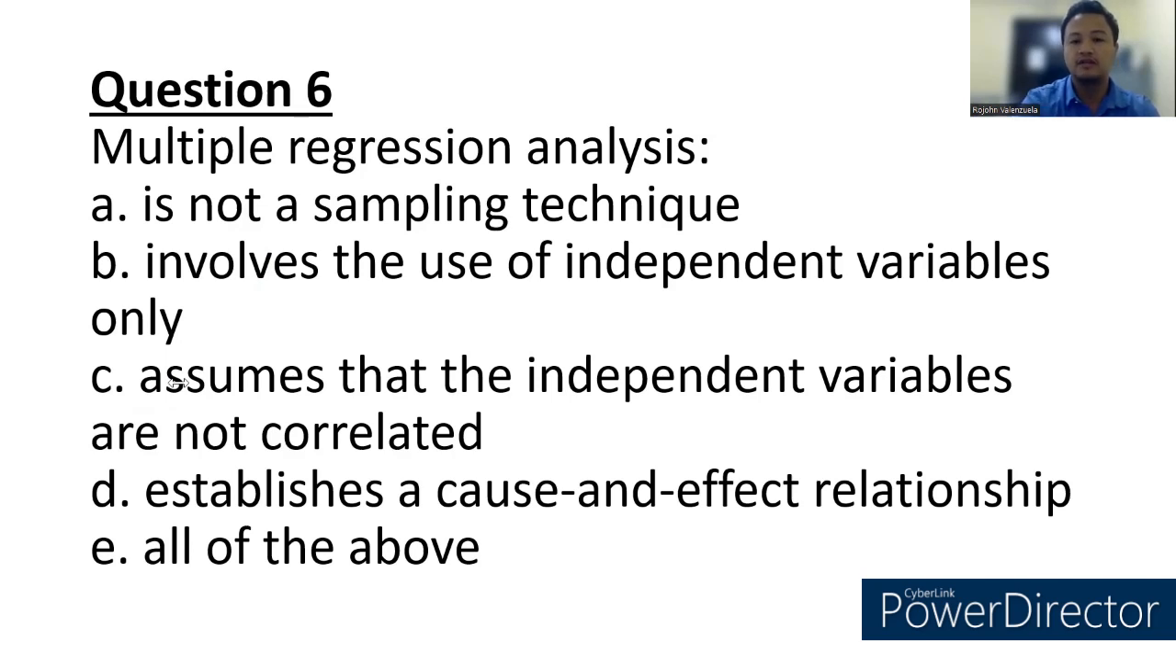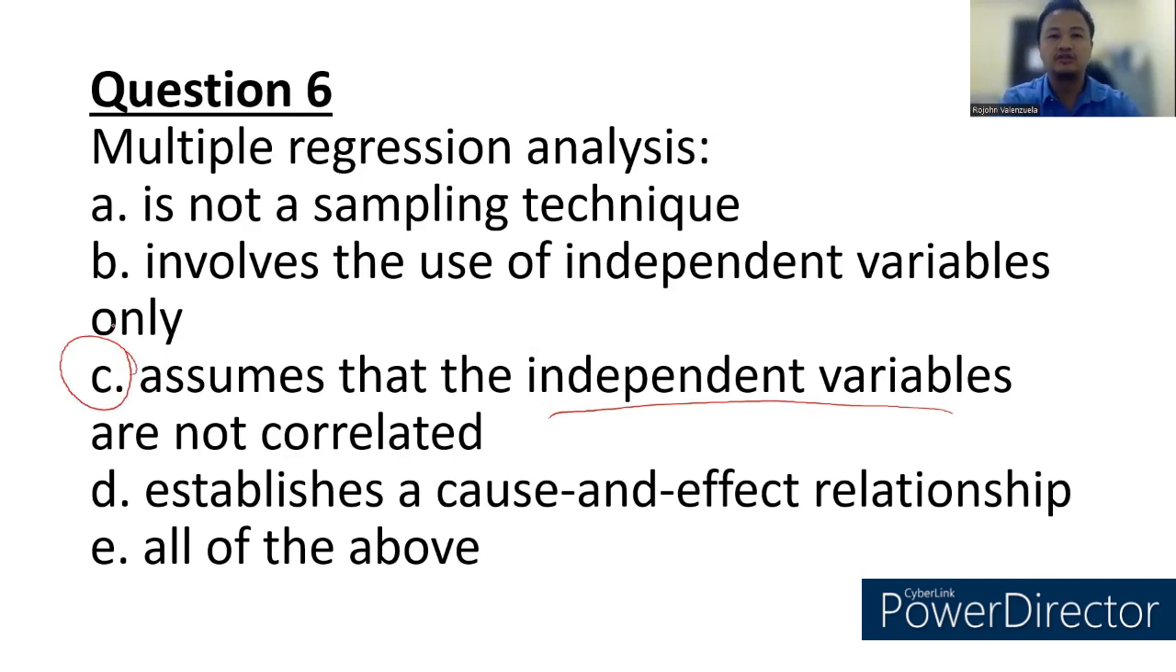Bakit pinag-uusapan natin regression analysis? Kasi nga, dito sa least square regression, paano kung marami siyang independent variables. Let's say, for example, maraming raw materials ang ginagamit sa isang output, in terms of materials used. So medyo marami siyang independent variables. Dito sa multiple regression, ina-assume natin na hindi related yung mga independent variables. So sagot natin, letter C.